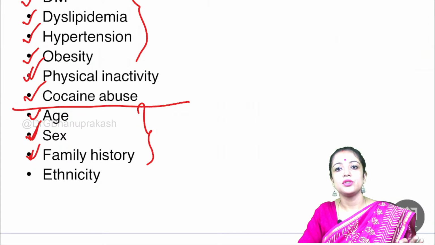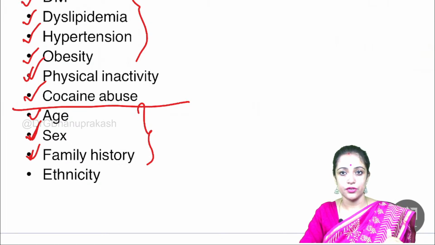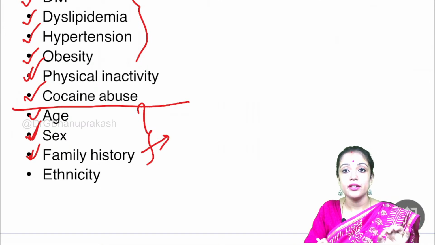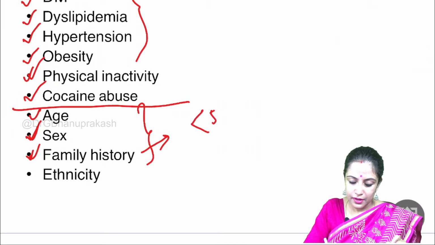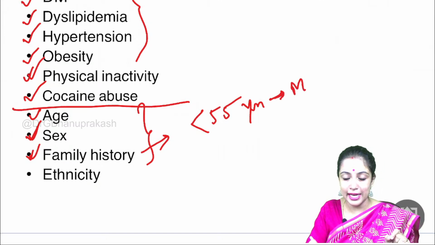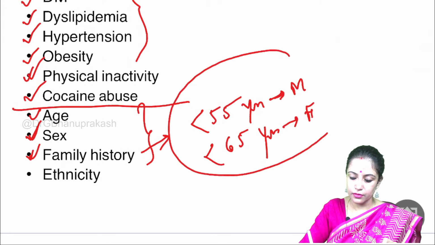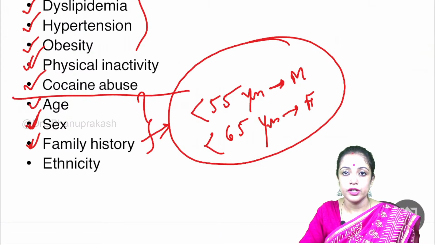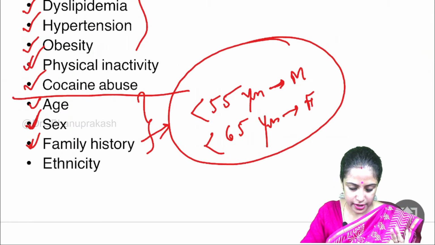While taking the history, we need to ask about a positive family history of premature coronary artery disease or premature heart disease. What do we mean by premature heart disease? If there is ischemic heart disease in a first degree relative, male below the age of 55 years, or female below 65 years, then the person in question will definitely have increased risk for coronary artery disease.